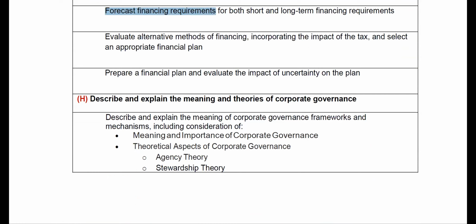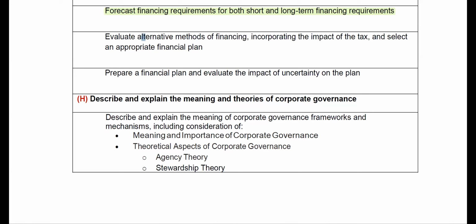Then you have to be able to forecast financing requirements for both short and long-term financing requirements. This is what we call a financial plan. So far, ICAN has only asked one part of it, which is a cash forecast. But they have never asked for a financial plan yet. However, somewhere in 2009, ICAN asked a student to prepare a financial plan. That was the only time they ever asked for a financial plan. As of now, that's never come before, but it's in your syllabus. Forecasting finance requirements, working capital requirements, cash requirements, debt requirements. They can ask you.